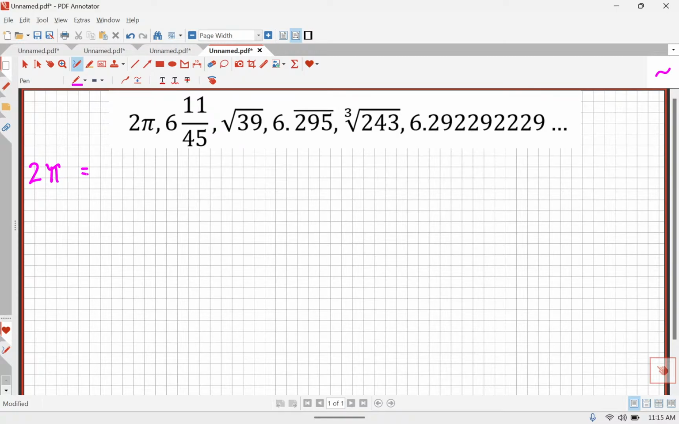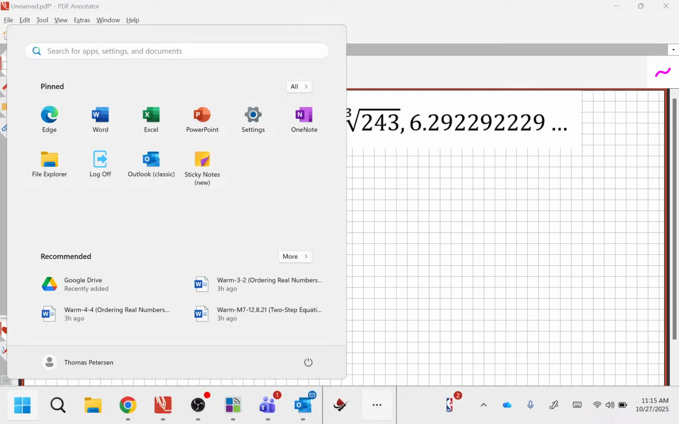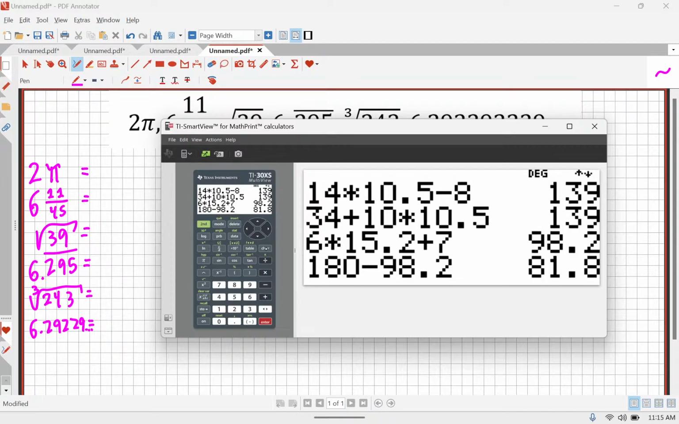2 pi, 6 and 11/45, the square root of 39, 6.295 repeating, the third root of 243, and 6.29229... And then we're going to jam these in our calculators, okay? That's honestly the first step that I would do.